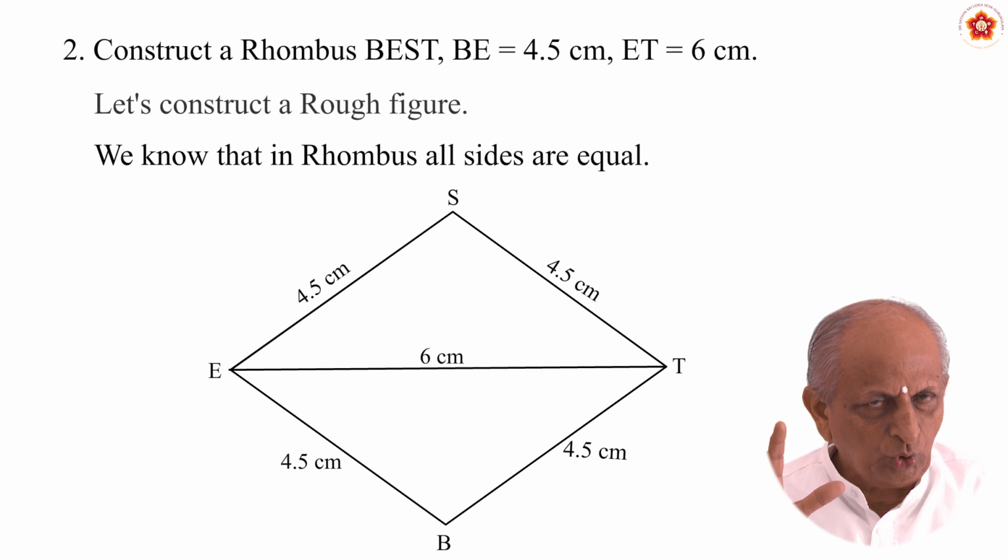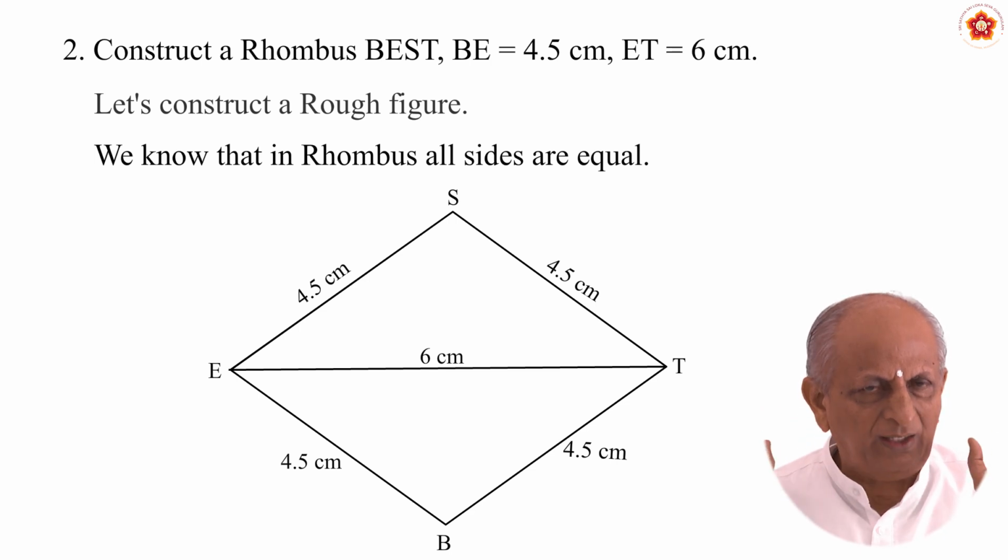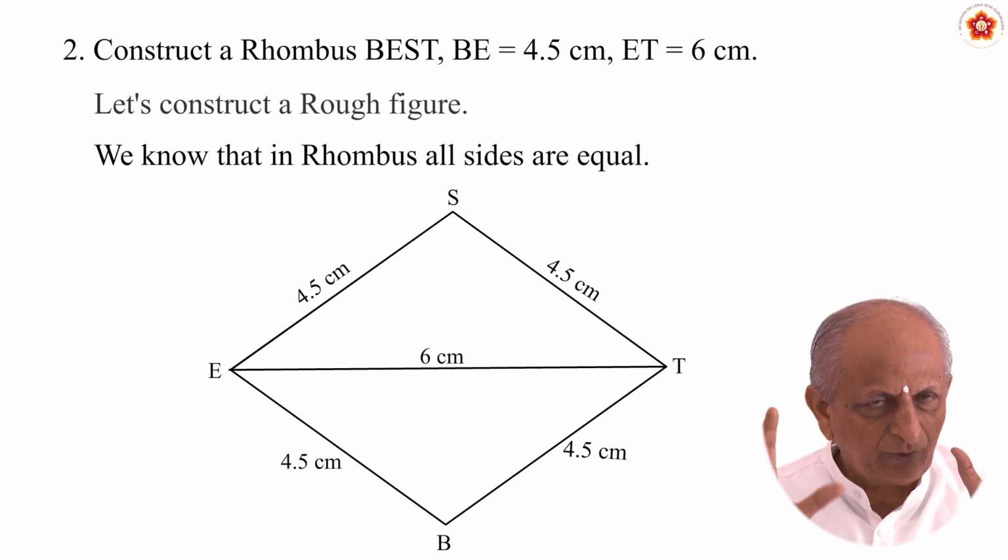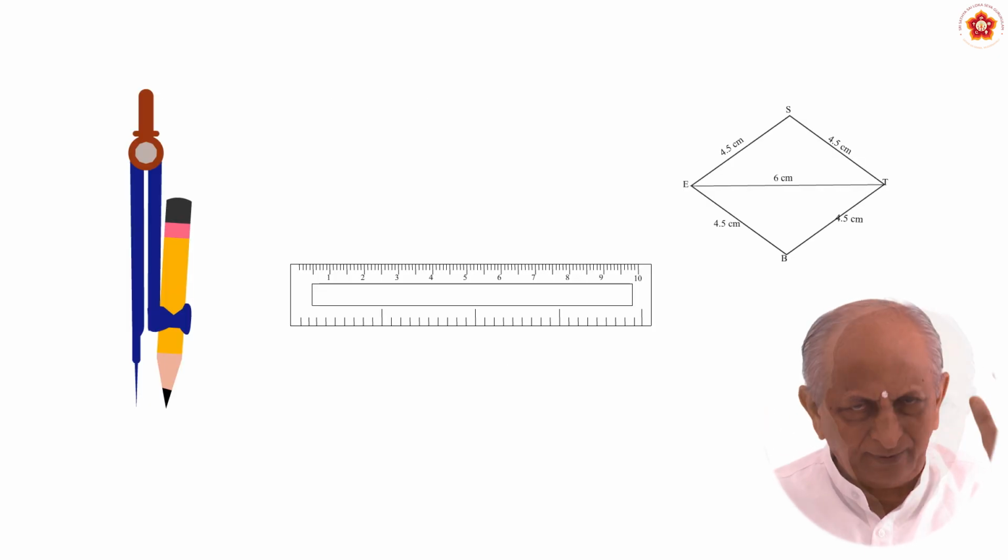And as you know, in rhombus, all sides are equal. So, one line ES is 4.5. Another line TS is 4.5. Third line BT is 4.5. Fourth line segment EB is also 4.5. So now we are drawing a rough figure.